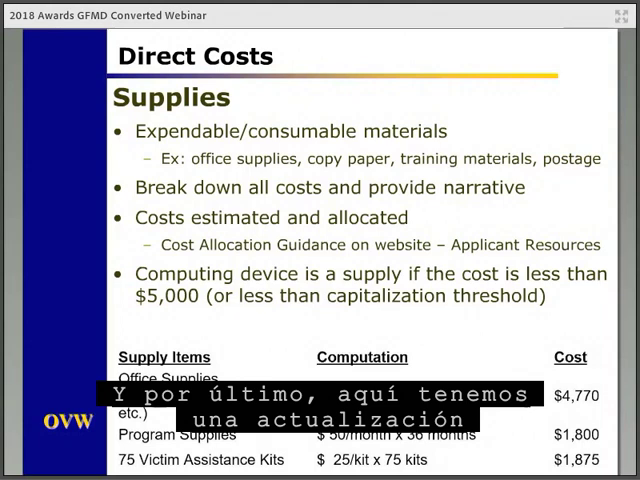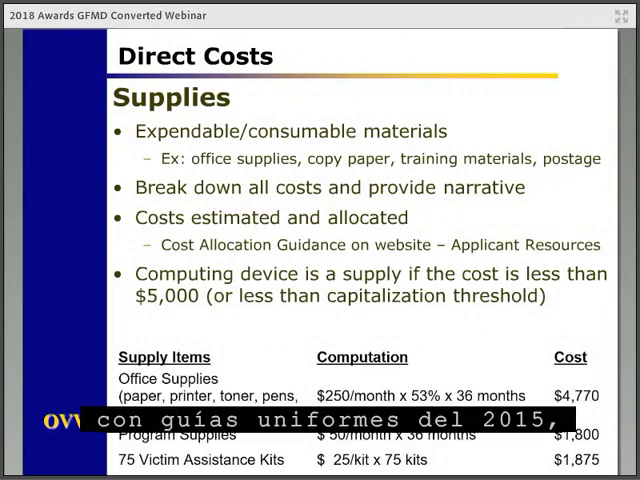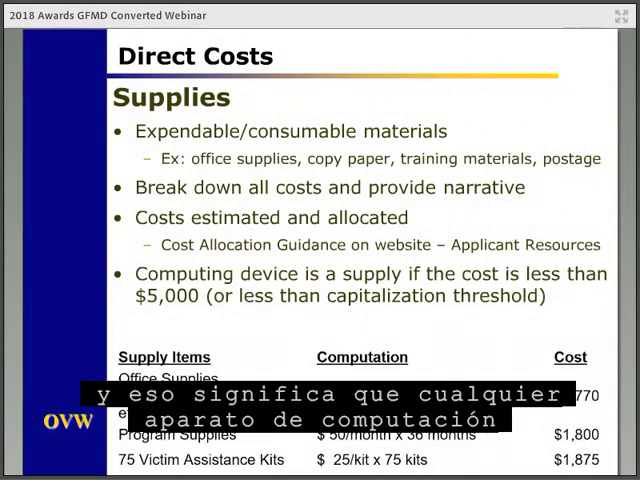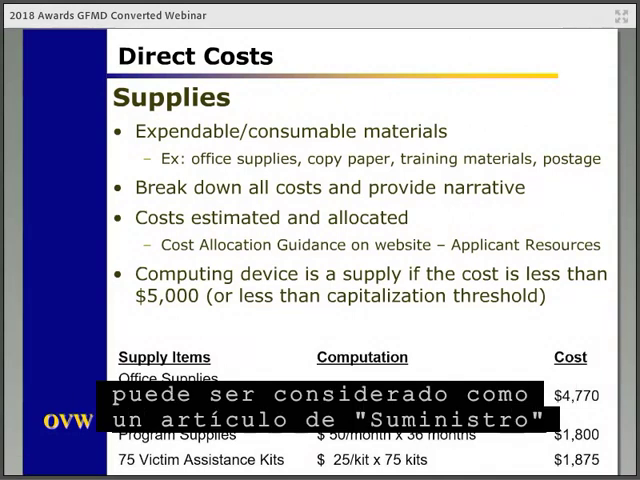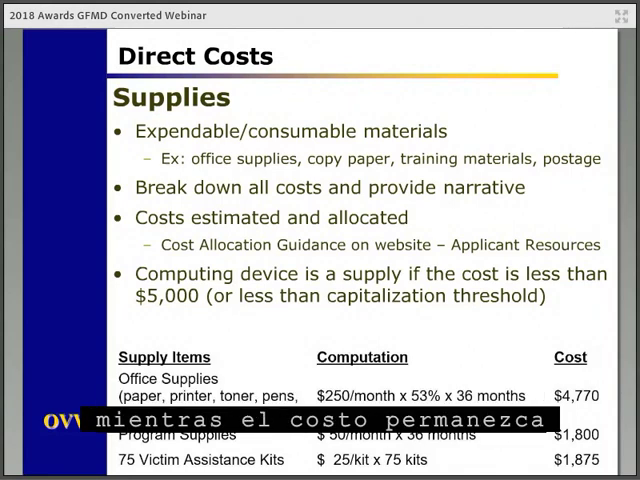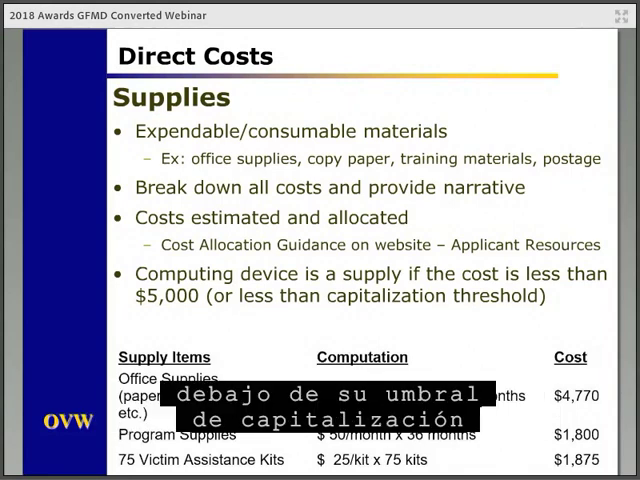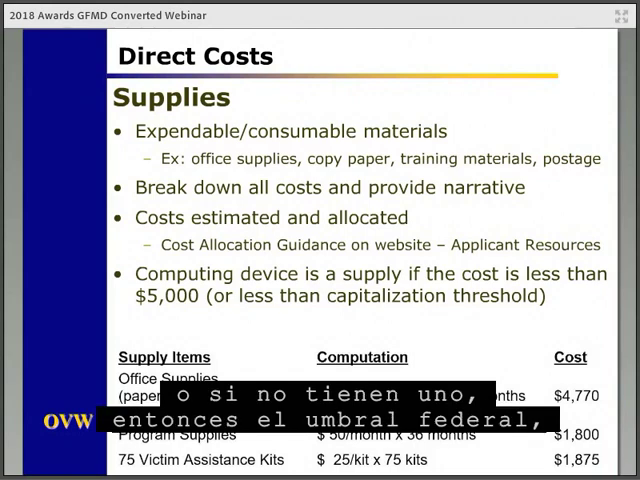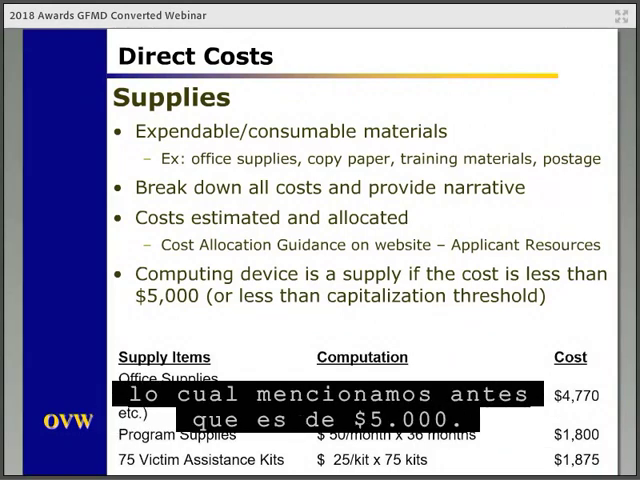And last, here we have an update with the uniform guidance from 2015, and that is that any computing device can be considered a supply item instead of an equipment item as long as the cost is below your capitalization threshold, or if you don't have one, then the federal threshold, which we mentioned before, was $5,000.